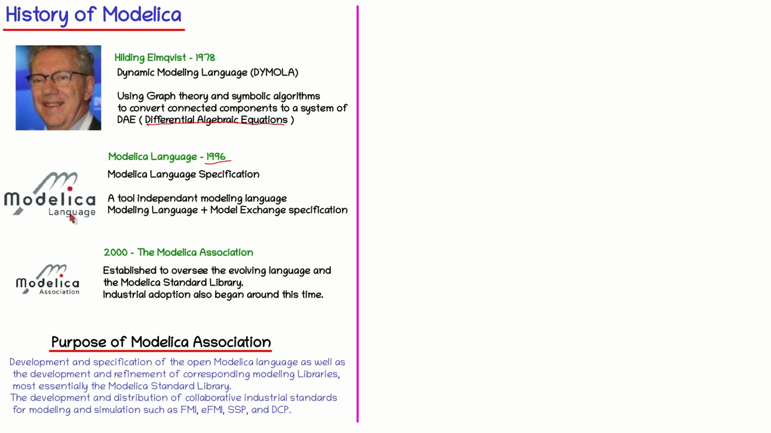And in 2000, the Modelica Association was formed to oversee the evolving language and the Modelica Standard Library. Now, the industrial adoption of Modelica by several commercial and open source tools also started around this time. And the Modelica Association not only oversees Modelica, but it also takes care of some of the industrial standards like FMI, EFMI, SSP, and DCP.